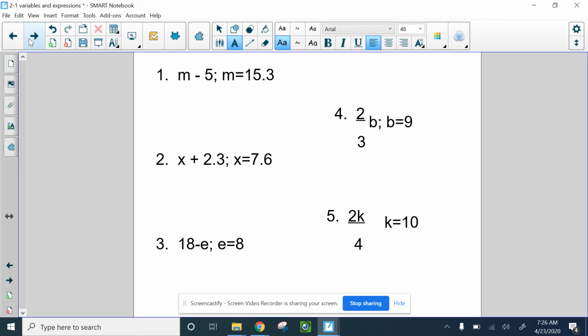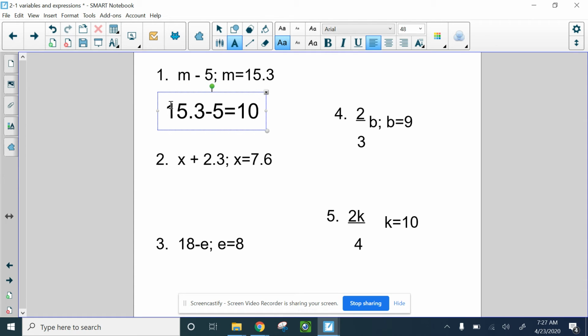Some of the problems you're going to see today are going to look more like this. I kind of want to go through and show you how to do these. So if I have m minus 5 and then a semicolon and it says m equals 15.3, what I would need to do here is, the semicolon is going to separate the expression from what I'm going to be substituting in for the variable. So if m equals 15.3, I would do 15.3 minus 5, and that would equal 10.